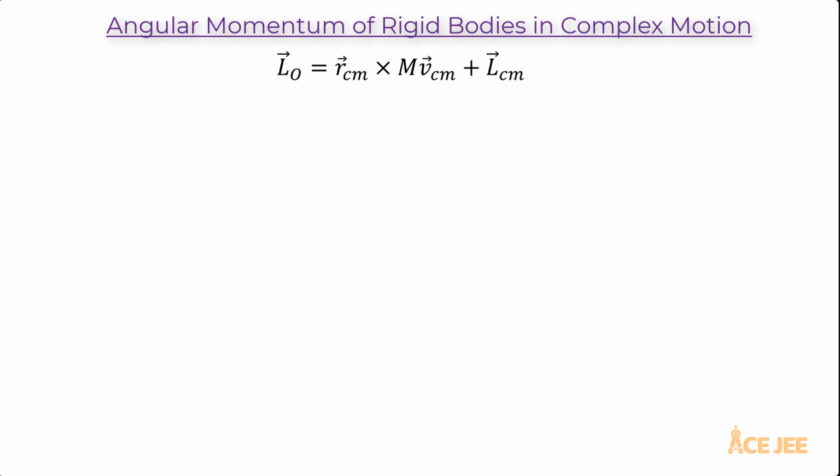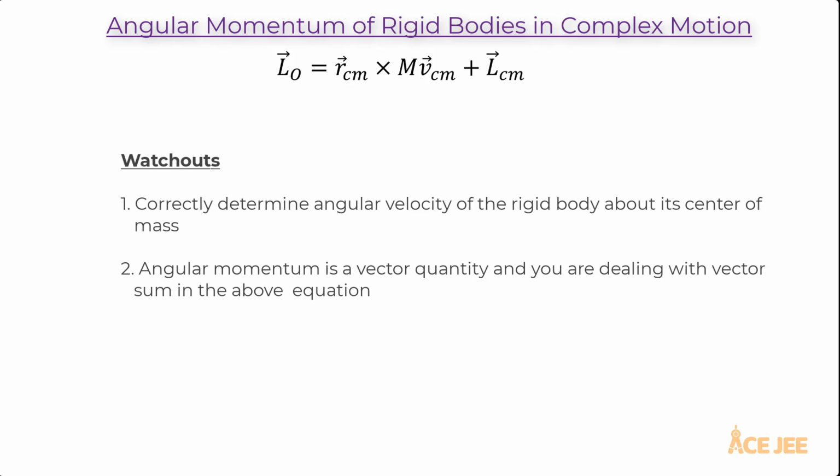Now the two important watch-outs in this process are: 1. Correctly determine the angular velocity of the body about its center of mass, which might be tricky when the center of mass is also tracing a circular path. In other words, when the center of mass of the body is also under rotation with some angular speed. Here, use the knowledge that the velocity of any point of the rigid body can be written as Vcm plus omega cross R, R being the position vector of the point of interest in the rigid body from the center of mass.